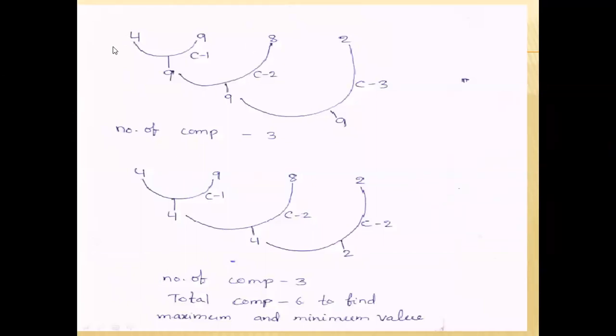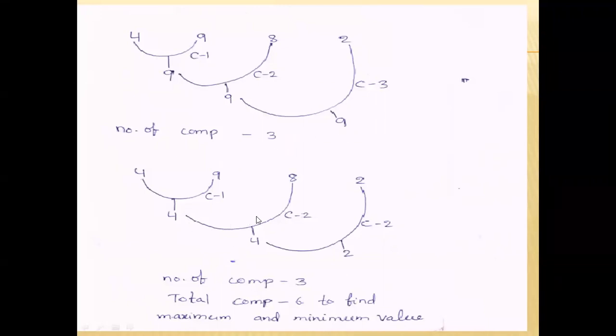Suppose there are 4 elements: 4, 9, 8, 2. To find the maximum value in 4 elements, the number of comparisons is 3. First, the first two elements, 4 and 9, are compared; the maximum is 9. Then 9 is compared with the next element 8; the maximum is 9. Next, 9 is compared with the last element 2; the maximum is 9. So the total number of comparisons to find the maximum value is 3.